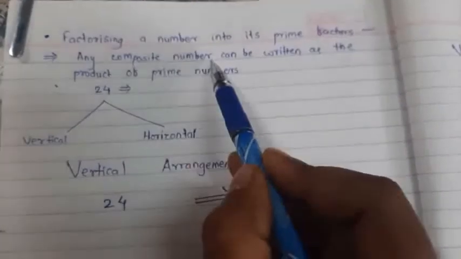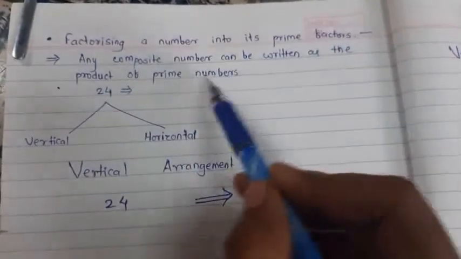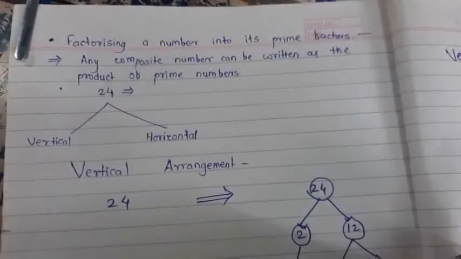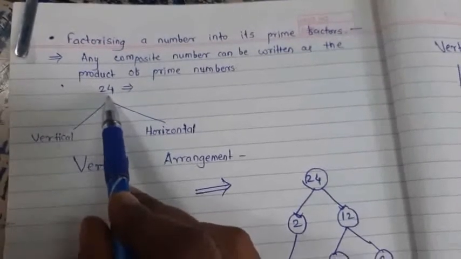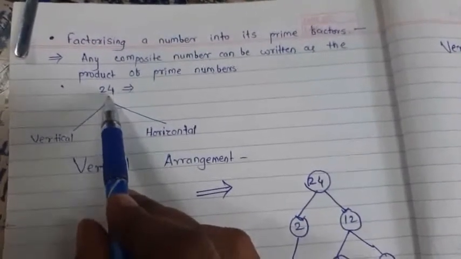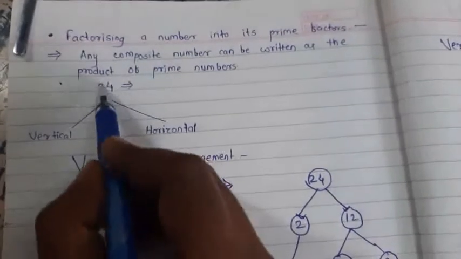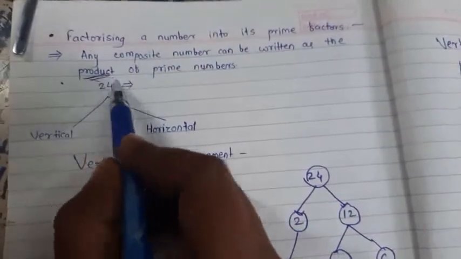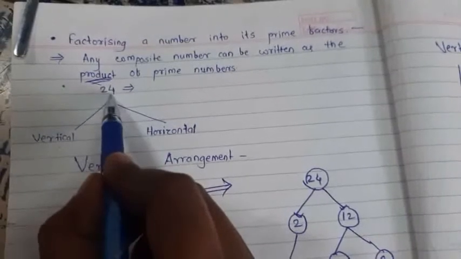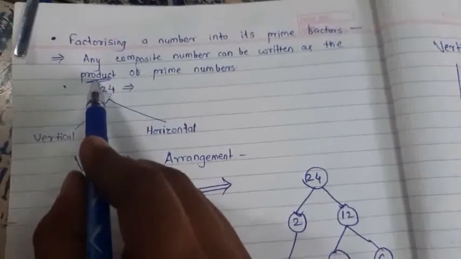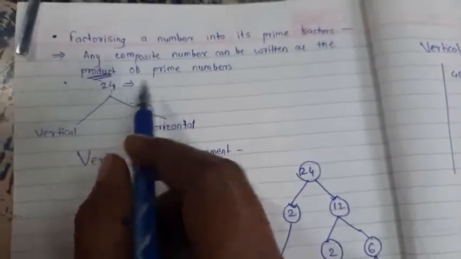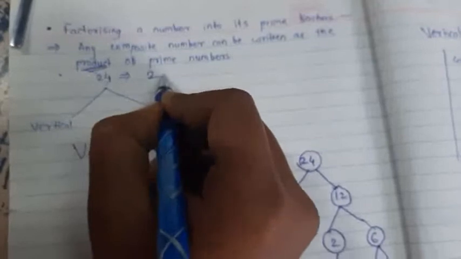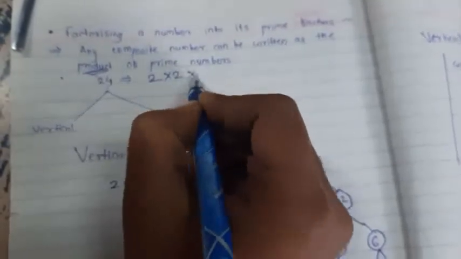Any composite number can be written as the product of prime numbers. For example, 24. 24 can be written as a product. Product means multiplication. 24 can be written as a product of prime numbers. See how I will write 24: 2 into 2 into 2 into 3.